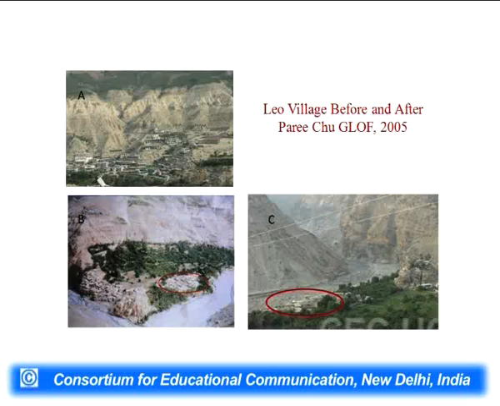If you see the C map, you will find the houses which have been destroyed, and the cultivated land which has been destroyed by the Parichu lake outburst flood.